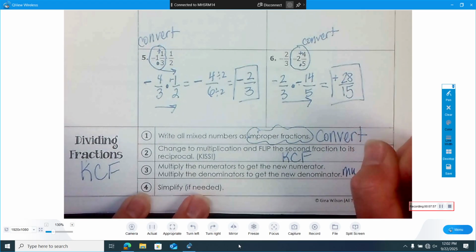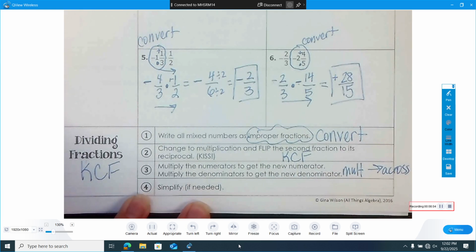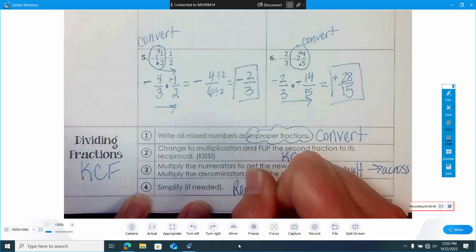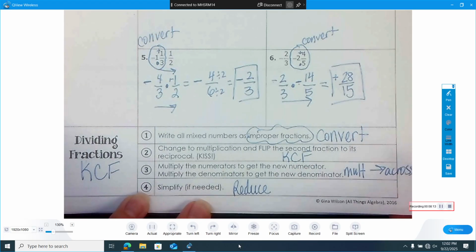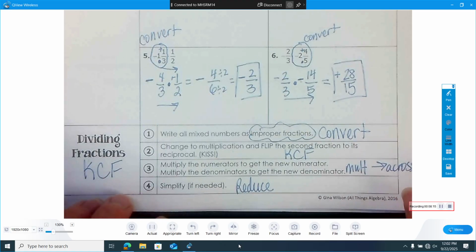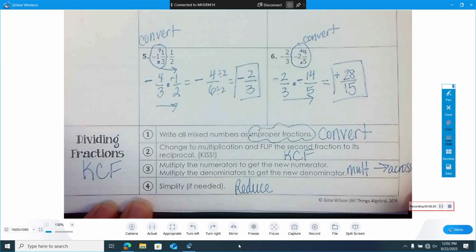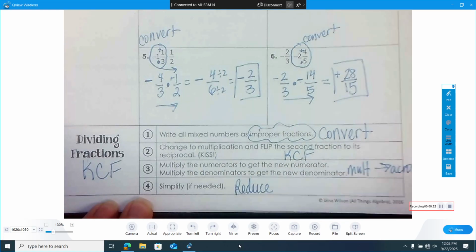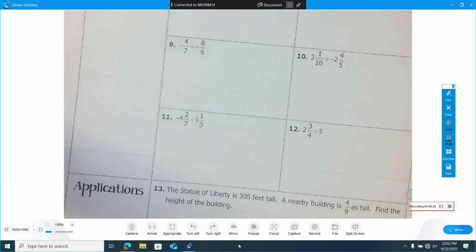Then we need to multiply straight across. And the very last thing is reduce. All right, so for dividing fractions, keep, change, flip is the big thing. And reduce, reduce, reduce. Let's turn the page. We're going to do a couple more. We are almost done.